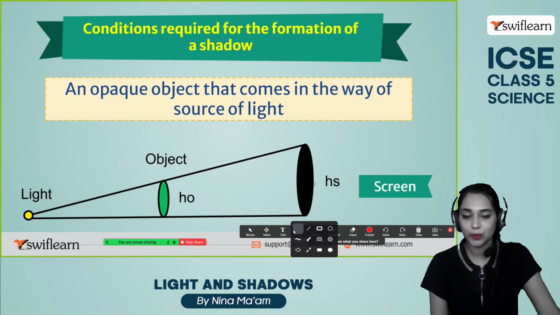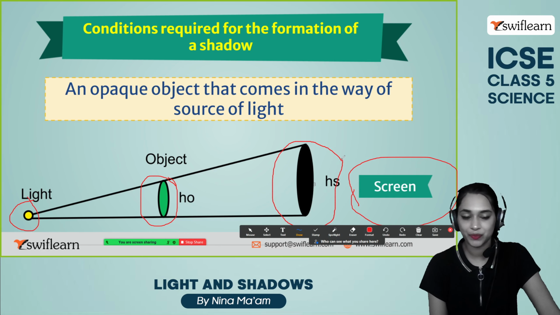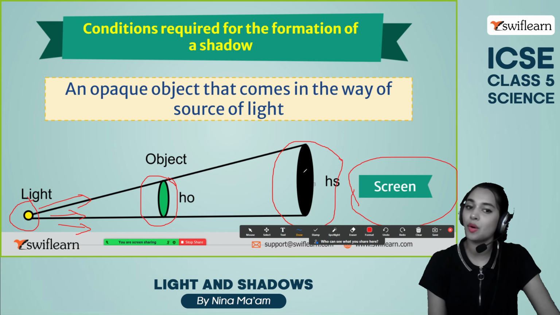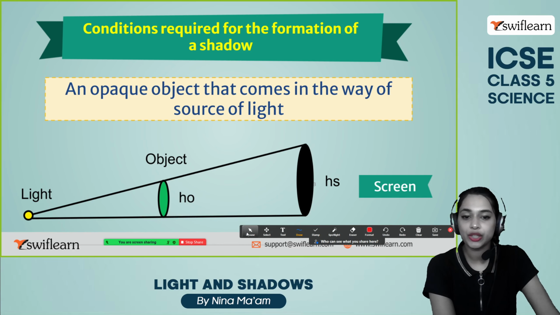So let's look at over here. There is a light and there's an object and you can see the screen is over here. So the shadow appeared over here. The rays of the light will be in this direction. So there is an opaque object. The dark shadow is formed between the light and the screen. So this is the formation of the shadow.